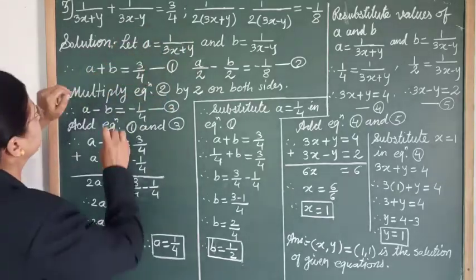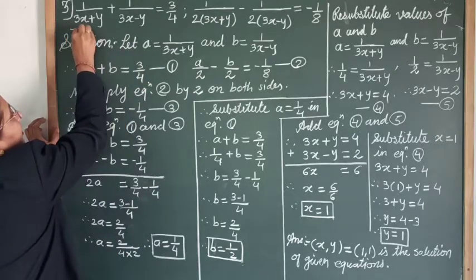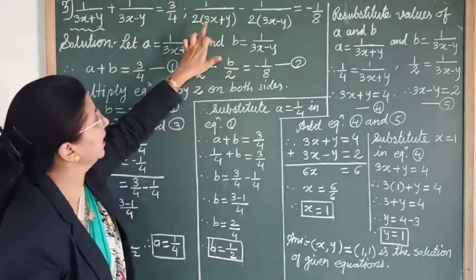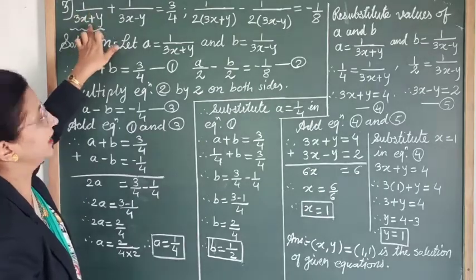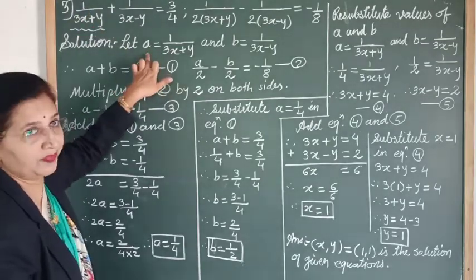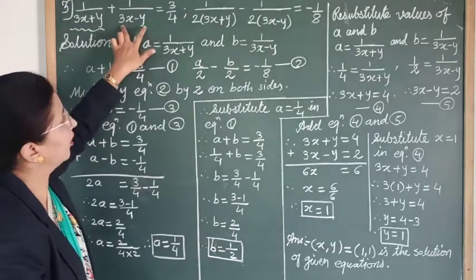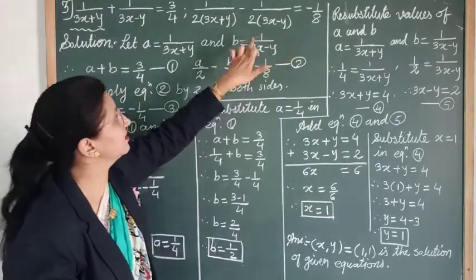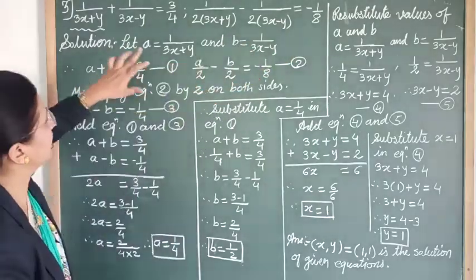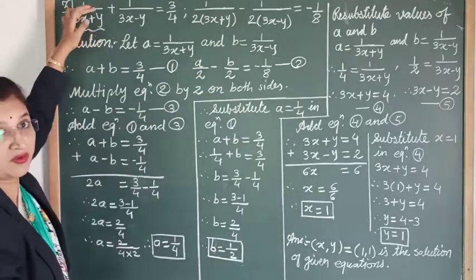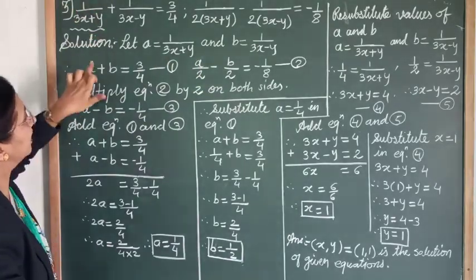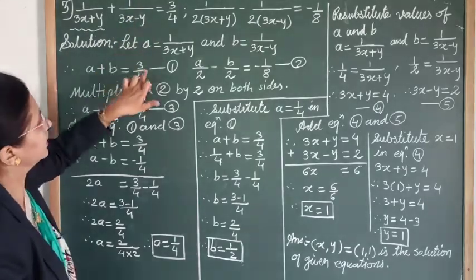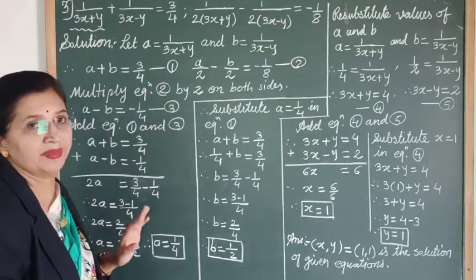So here you can see that in the first term the denominator is 3x plus y. Here also 3x plus y. Okay, so let's consider this 1 upon 3x plus y as a. And here in the second term for both these equations, 3x minus y, 3x minus y, for that we will consider it as b. Okay. So now let's write down here the equations in the form of a and b. So here all this becomes a, plus here all this becomes b, is equal to RHS, that is 3 upon 4. Let's give it as equation number 1.